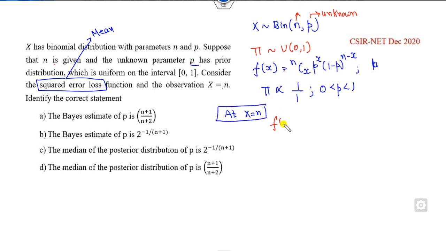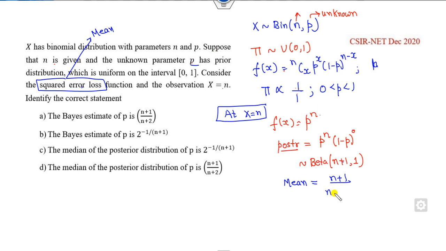What is the answer of this? This value is 1. This is p raised to the power n only. The prior is pi, that is 1. Now you can multiply, it is p raised to the power n. Then you can find the mean of this. Can you identify which distribution is here? Can I write this term like this? This is nothing but a beta distribution of n plus 1, 1. So now under the squared loss error, you have to find the mean. What is the mean of this?